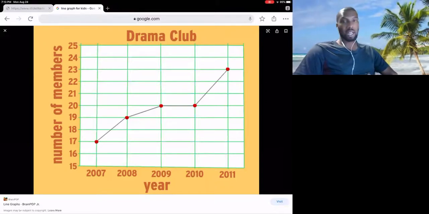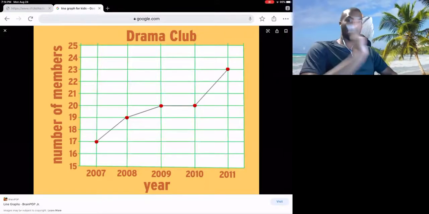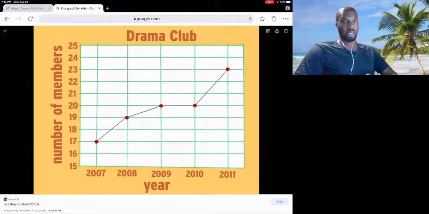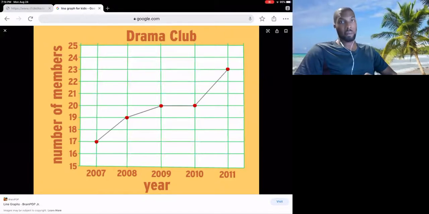And then we draw another line for 2009. The dot represents how many people were in the drama club in the year 2009. And if I follow the line straight up to where the dot is, you'll see that there were 20 people. And then from 2009 to 2010, 2010 says there was the same number of members in the drama club. There were 20 members in the drama club in 2010. There was no change in membership.